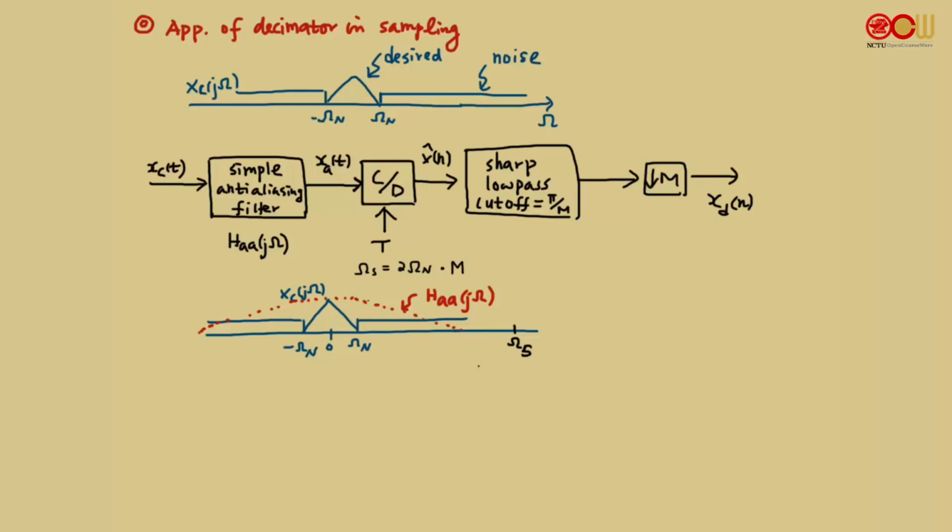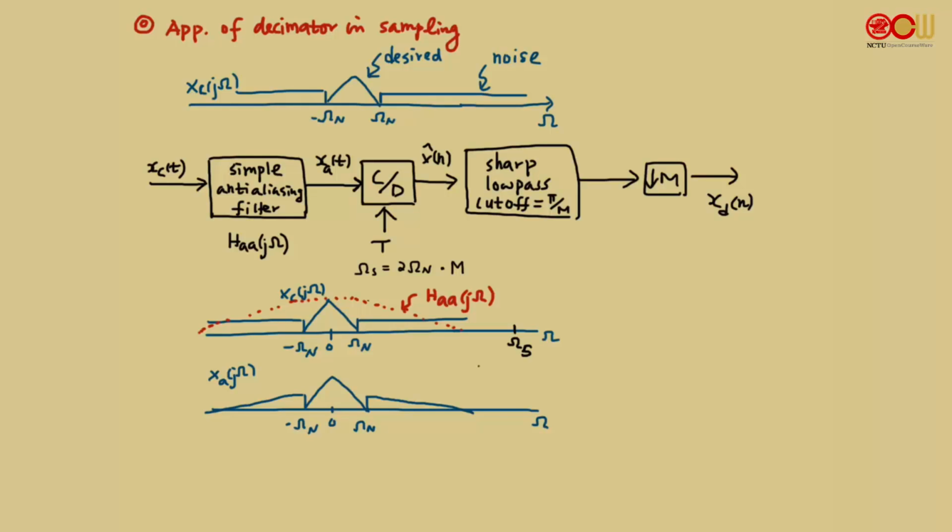And at the output of Haa, we get Xa(jω). Omega was still in continuous time. It will contain the desired signal and also some attenuated noise, especially towards the stop band of Haa, it will be attenuated, and similarly on this side as well.